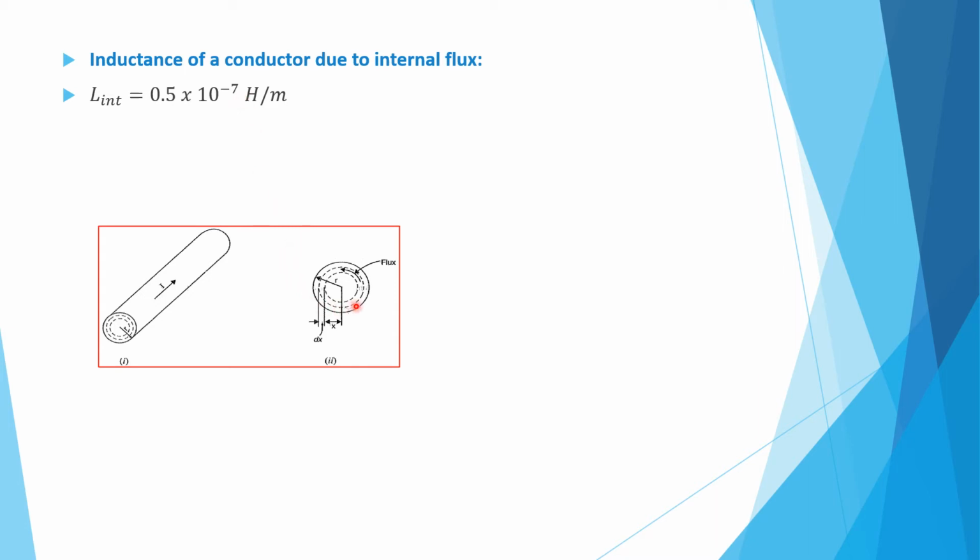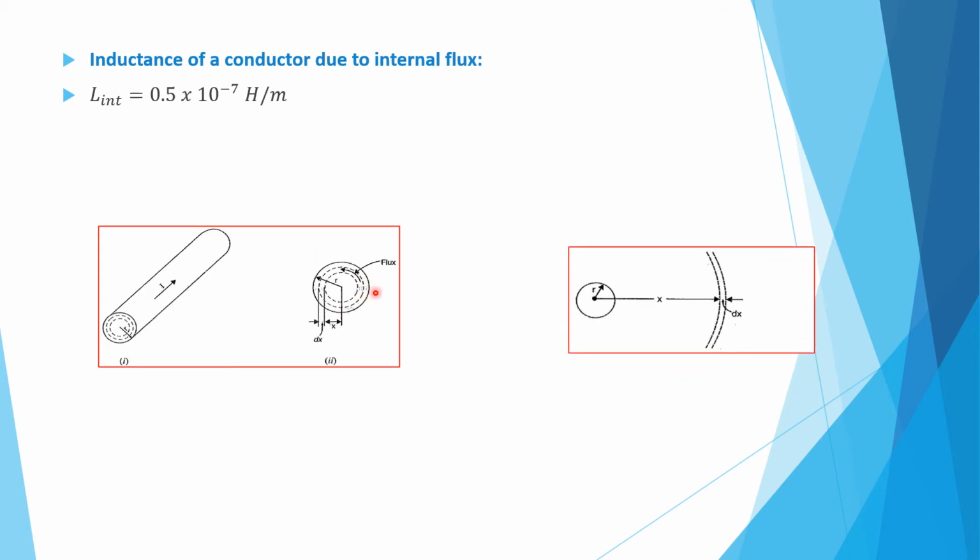The dotted lines are the flux which is produced inside the conductor. See here, this is the diameter, this is the surface of the conductor, and from here to here it is the radius of the conductor. This is the cross sectional view of the conductor, and inside this conductor the flux is set up. And it is because of this current I which is flowing through the conductor.